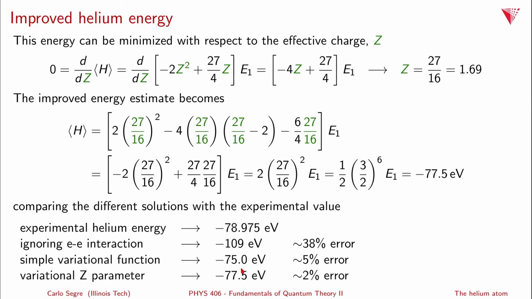Finally, with the variational z parameter, we get down to minus 77.5, which is closer by 2.5 eV. And so we're down to about a 2% error. So that's pretty good for one variable parameter.